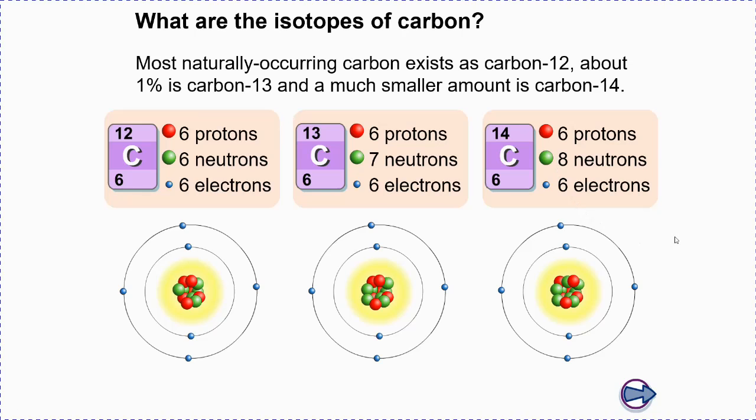They have, for whatever element it is, the same number of protons and electrons, but they have different numbers of neutrons. Okay, and you'll see that the isotope is labelled as the name of the element and then its mass number. So for example, the isotope carbon 12, 12 is the mass number. The isotope carbon 13, 13 is the mass number, and the same with carbon 14. Okay, so 14 again is the mass number.